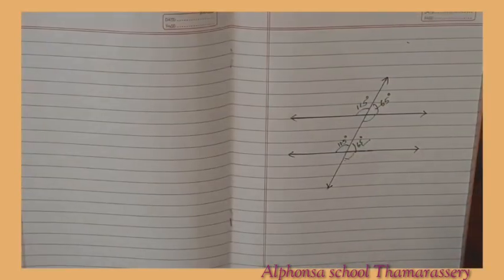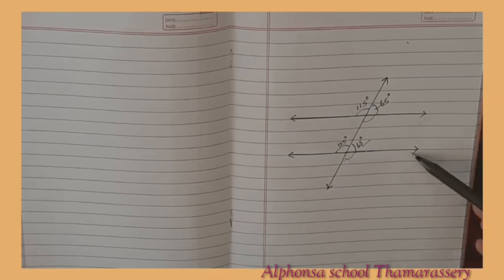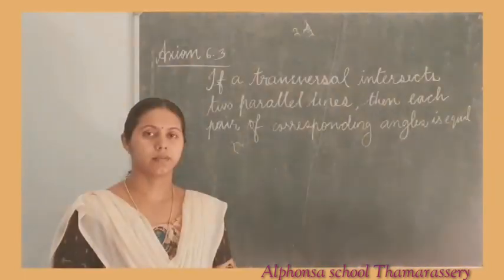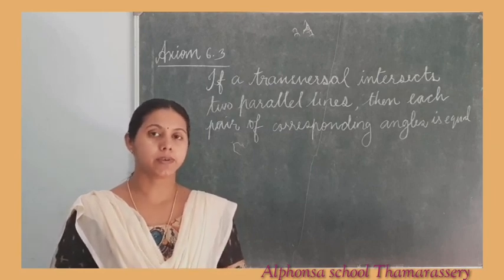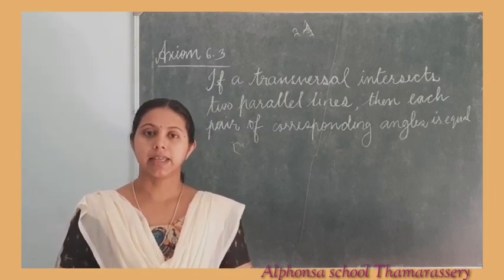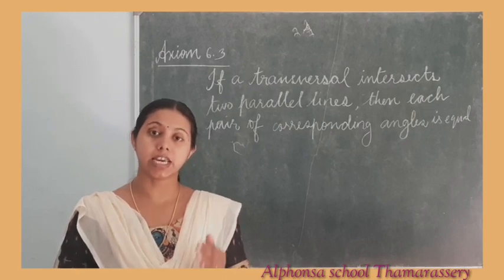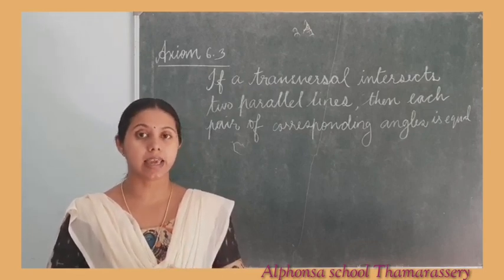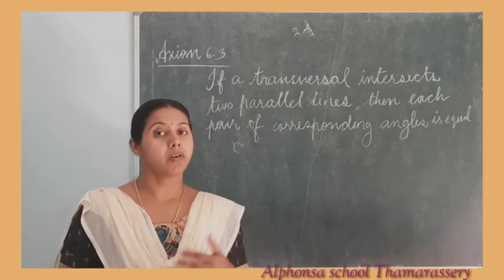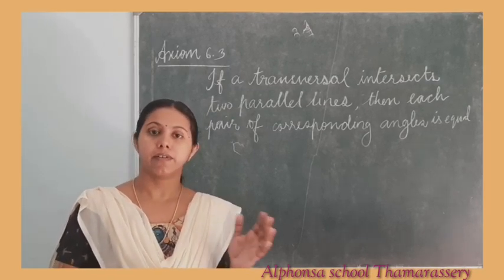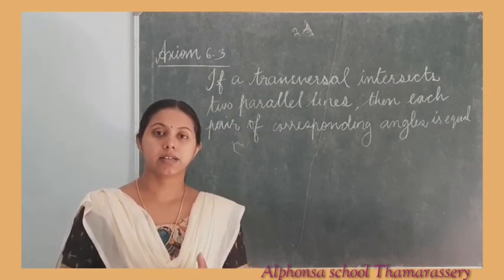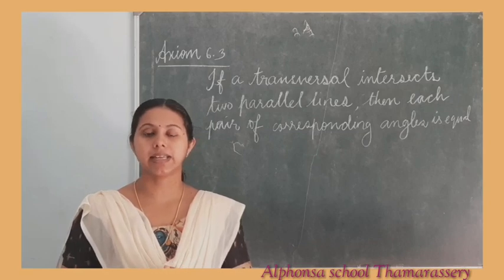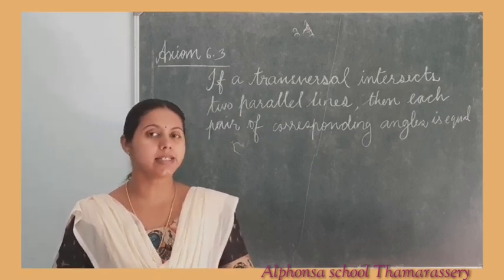If a transversal intersects two parallel lines, then each pair of corresponding angles is equal. So through the activity, we can conclude that if a transversal intersects two parallel lines, then each pair of corresponding angles is equal. That statement we already studied in 7th standard. Anyway, through the activities, we are showing that if a transversal intersects two parallel lines, then each pair of corresponding angles is equal.